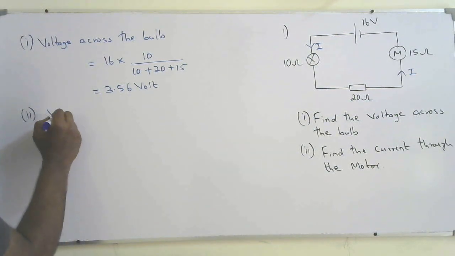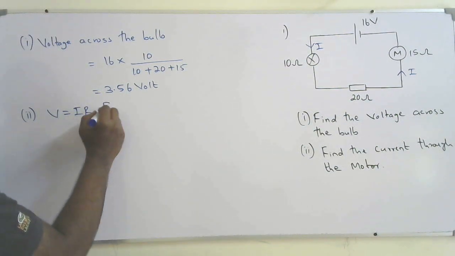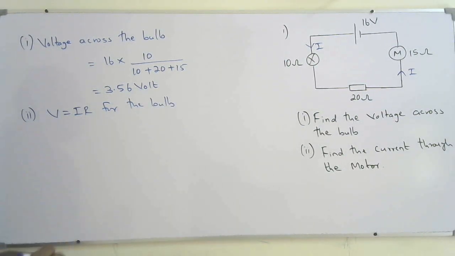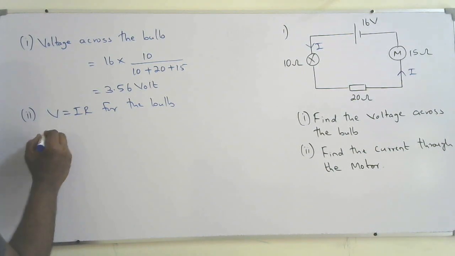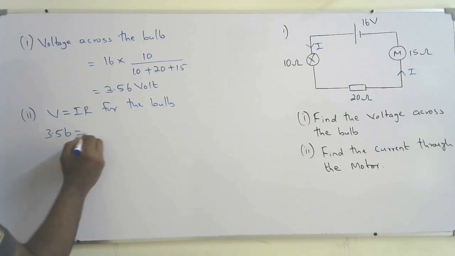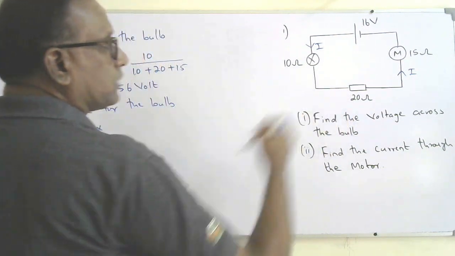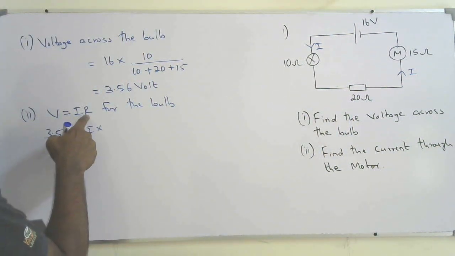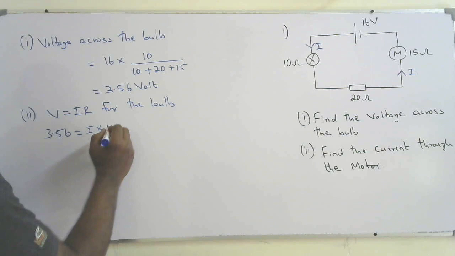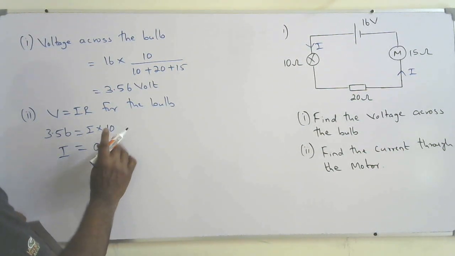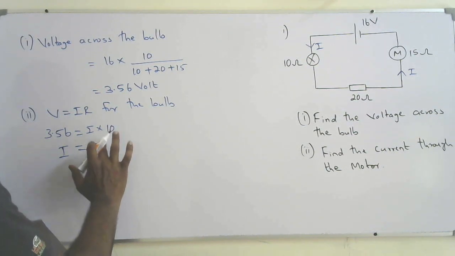So I can use E equal IR for the bulb. Because series connection, the same current will flow through all the components. So I know the voltage across it, 3.56. Current through the bulb is I, that will be the current through the motor, and same current will flow through the resistor also. So the resistance of the bulb is 10. So current will be 3.56 divided by 10, 0.356 amperes.